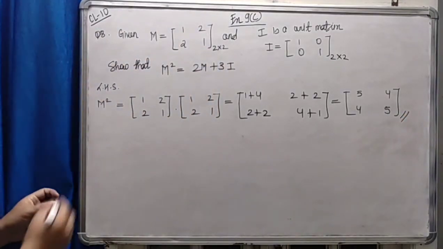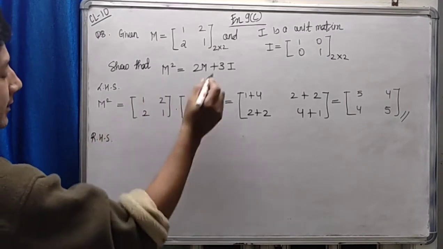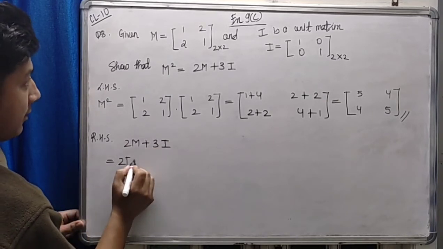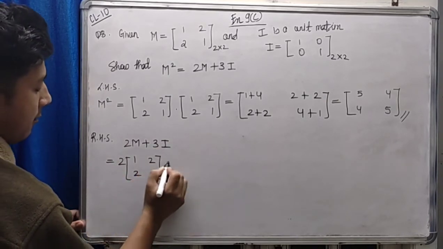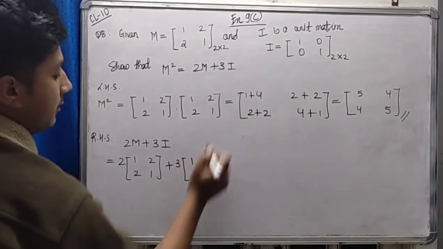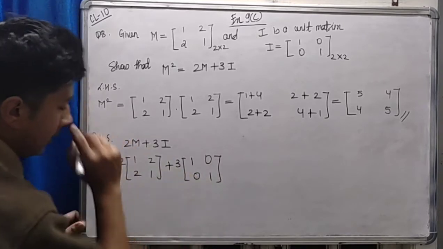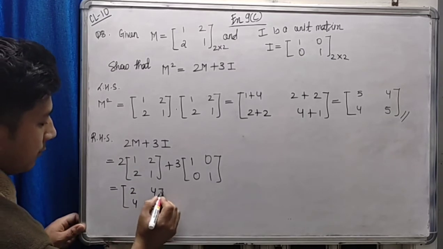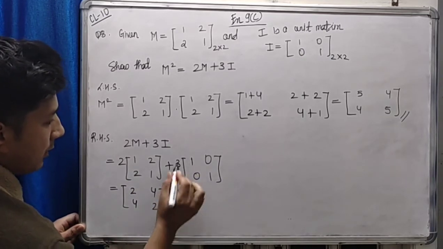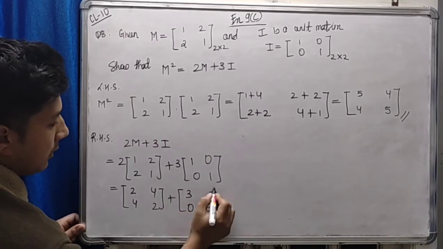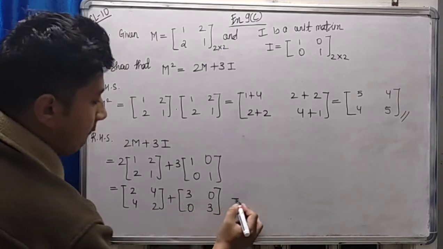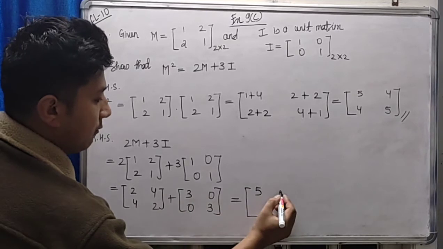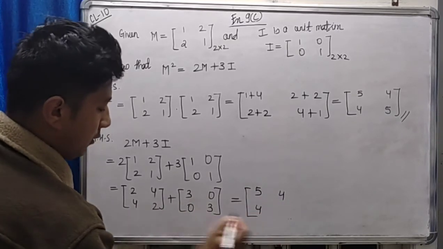Now let us see what our right hand side is. Our right hand side is 2M plus 3I. Therefore 2M means 1 2 2 1, plus 3I means 1 0 0 1. So let us multiply and add. 1 2s are 2, 2 2s are 4, 2 2s are 4, 1 2s are 2, plus 3 1s are 3, then 0, then 0, then 3. Let us add: 2 plus 3 is 5, 4 plus 0 is 4, 4 plus 0 is 4, 2 plus 3 is 5.